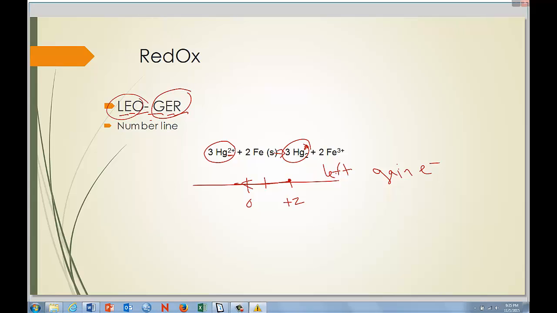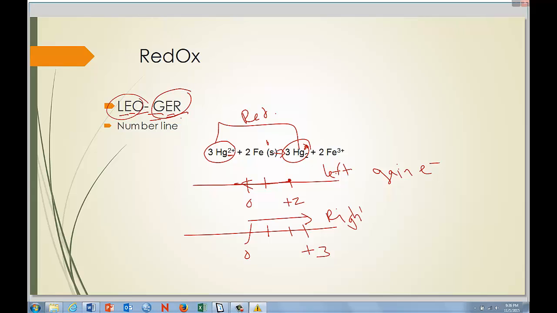If we look at the iron on the number line, it's starting off at 0, and it's going to a +3. It's going to the right. That means it's losing electrons. It's becoming less negative. So lose electrons, oxidize. That means that iron is being oxidized.